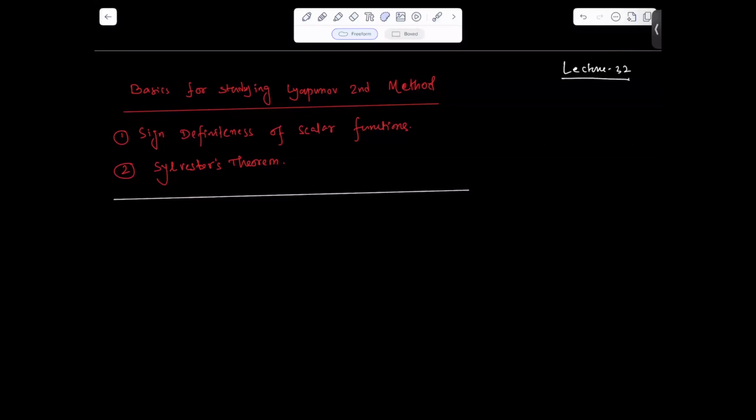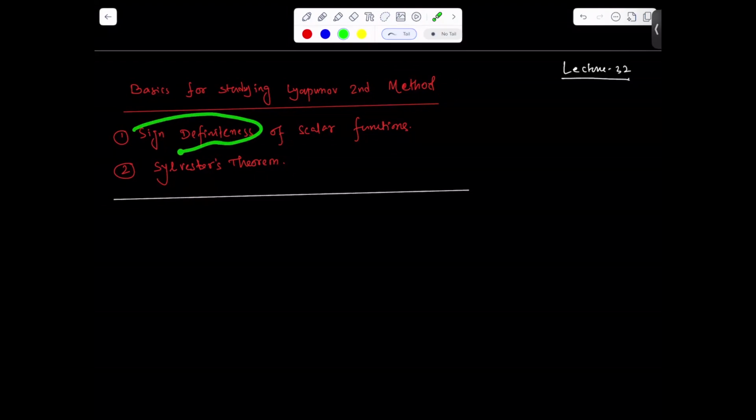Everyone, in today's lecture, we'll be discussing the basics for studying the Lyapunov second method. In this part, we'll be discussing the sign definiteness of the scalar function and Sylvester theorem. So, why scalar function? Because the energy we are considering for the system is basically a scalar function and also positive.